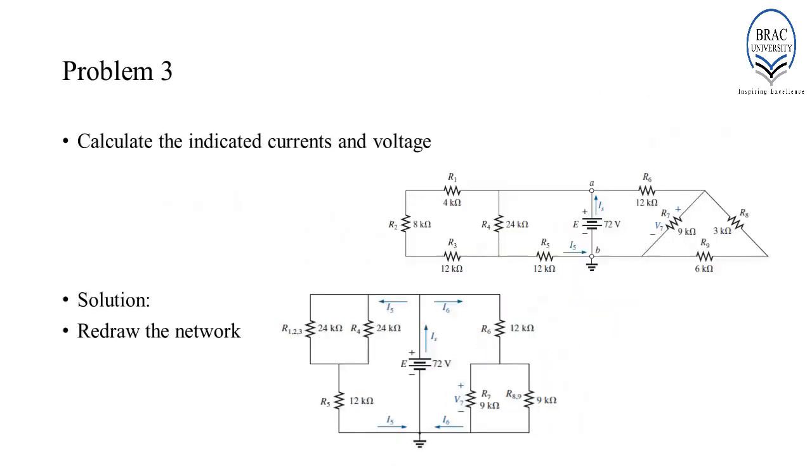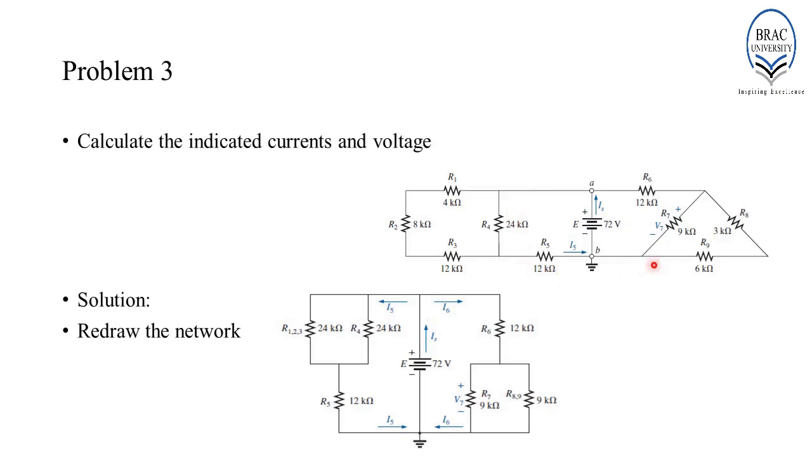Example 3. Calculate the indicated currents and voltages as shown in this network. Now, the first step is to redraw this network. To simplify it, well, if we observe carefully, we'll see that on the left hand side, R1, R2 and R3 are connected in series because R1 has one common node with R2 and R2 has one common node with R3. Then this entire branch is in parallel with R4. After that, this entire configuration is in series with R5.